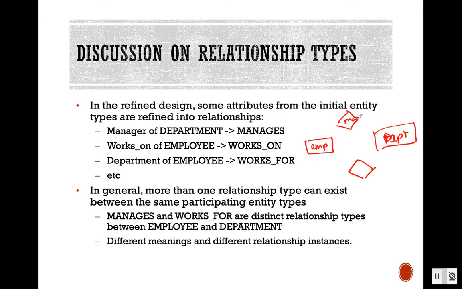The manager will be the manager relationship: some employee works as a manager for a department. Each employee works in at least one department. So these are the two different forms of relationships, and we have to show that by using two different relationship types. These two relationships have different meanings, so the instances will also be different.